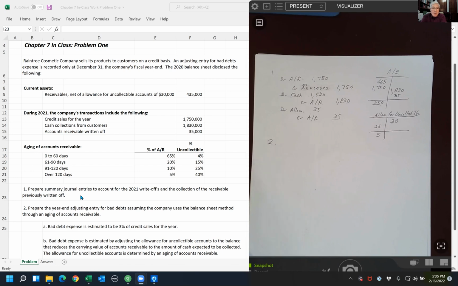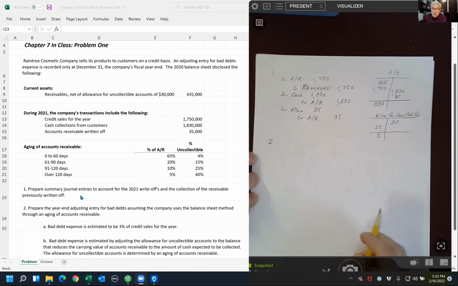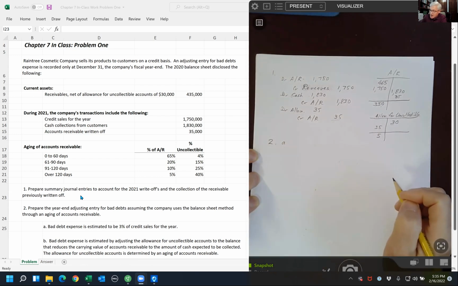But some companies will use the percent of sales method during the year for their financial statements. At the end of the year, they would use the allowance for doubtful accounts, kind of combined. But for your audited financial statements, you'll have to do something like the aging method, which we'll see in B. So 2A is easy. The percent of sales method is very easy.